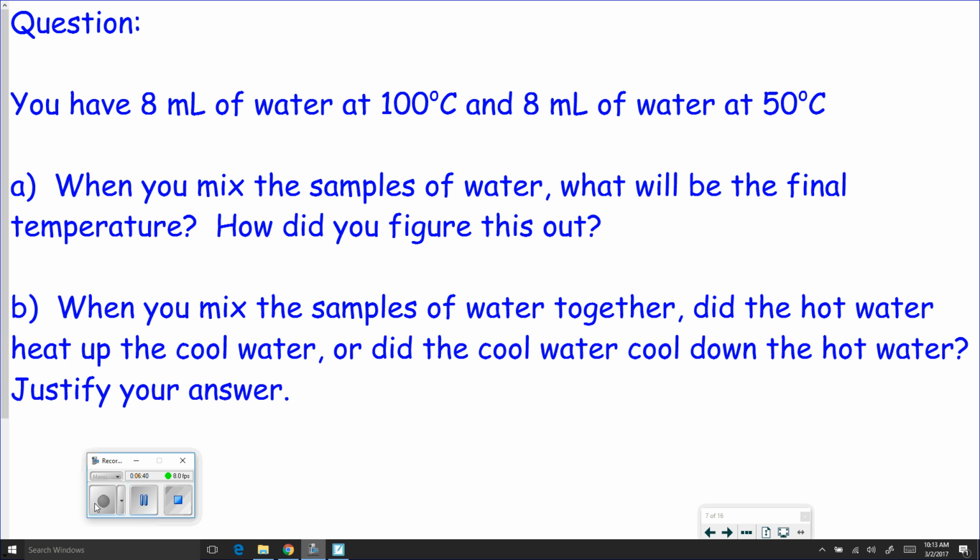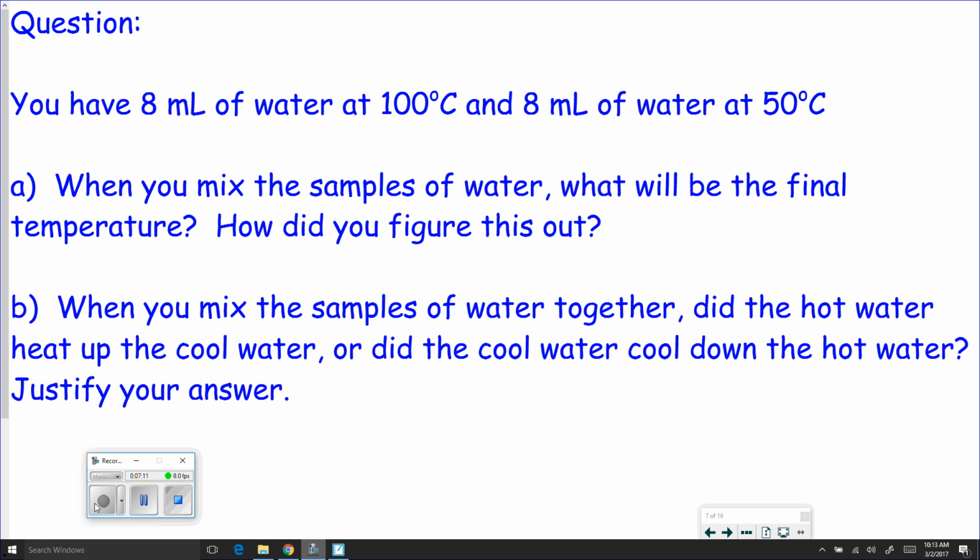Okay, so for part A, when you mix those two samples of water together, what will the final temperature be? Notice that I have the same volumes of both the hot and the cold water. So the total volume of water is 16, and half of it's hot water, half of it's cold water. So really in this case, all I have to do is average those two temperatures together to get the final temperature of the water when they're mixed.